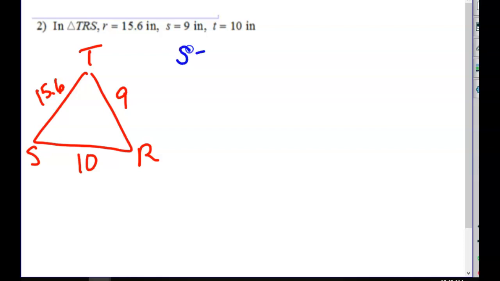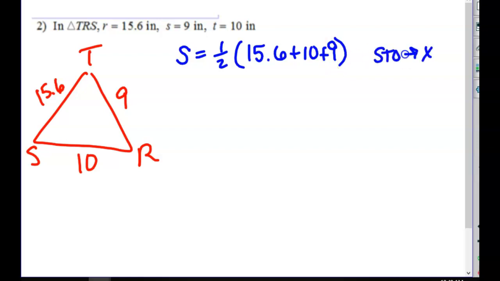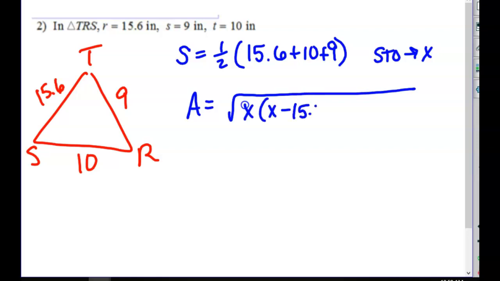So S is 1/2 of the perimeter. And I'm going to store that into X, because then when I go to find the area, it's the square root of X, parentheses, X minus 15.6, parentheses, X minus 9, X minus 10, okay?